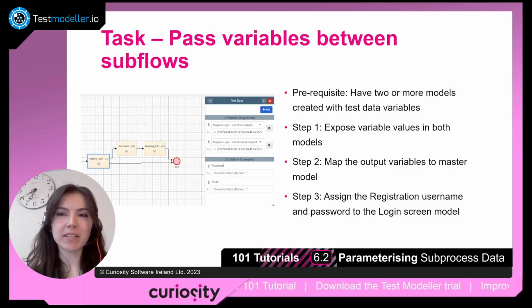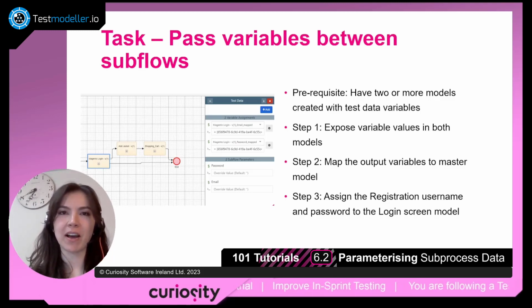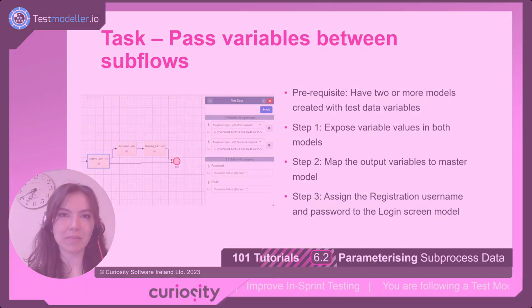The only prerequisite will be to have at least two or more models created with test data variables. From there, the first step will be to expose our variable values in both of our models. The second step is to map the output variables to our master model. And our third and final step will be to assign the variable values to that other subflow.